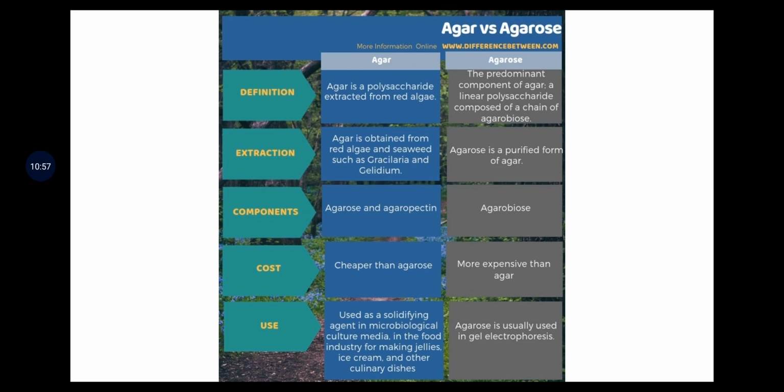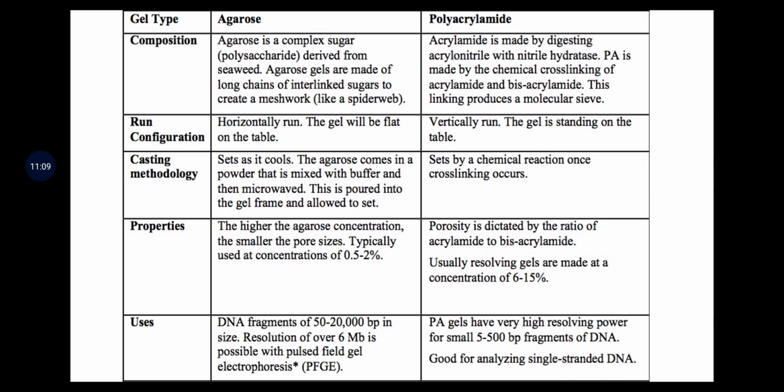Utility of agar: it is used as a solidifying agent in microbiological culture media, and in the food industry for making jellies, ice creams, and other culinary dishes. Agarose is usually used in gel electrophoresis. So we were discussing agar and agarose.